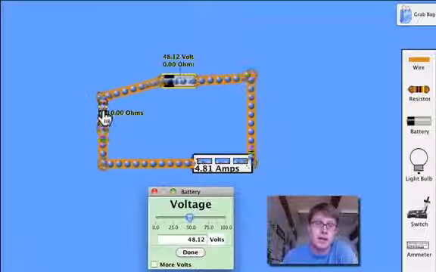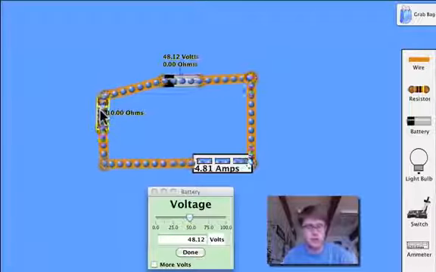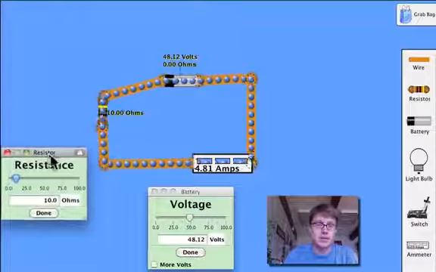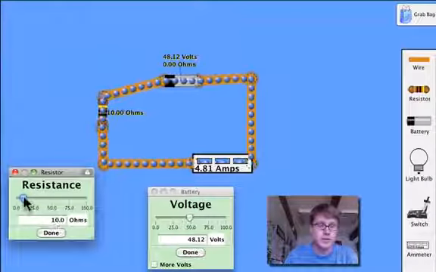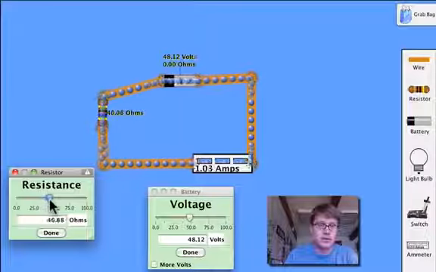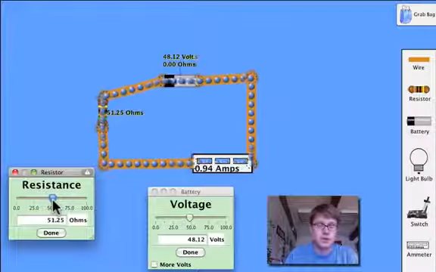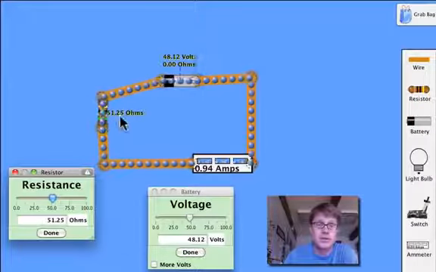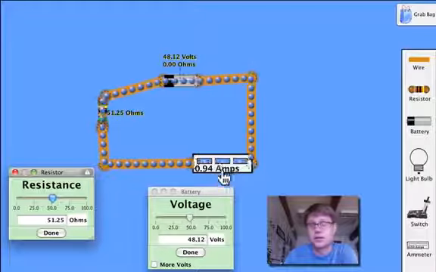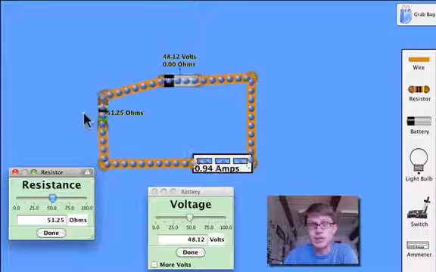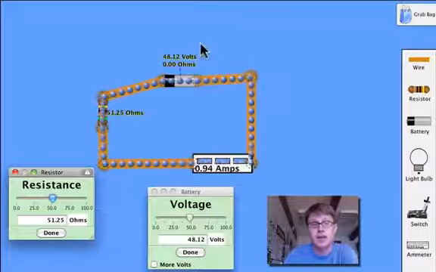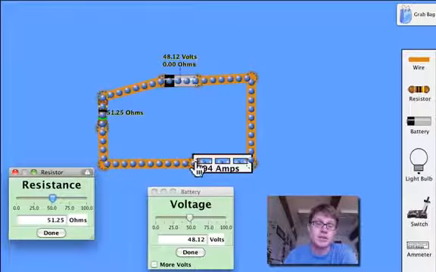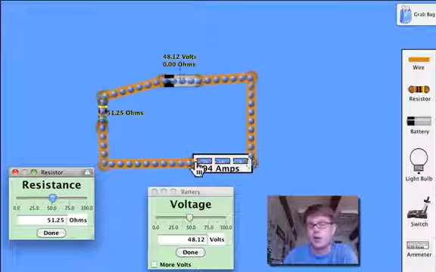Now, likewise, what happens if we change the amount of resistance? So now let's change the resistance. It's 10 ohms. Let's say we make it 51 ohms. What happens? Well, as we increase the resistance, the current is going to decrease. And so there's an inverse relationship between the resistance and the current, and a direct relationship between the voltage and the current. That's simply going to be Ohm's law.